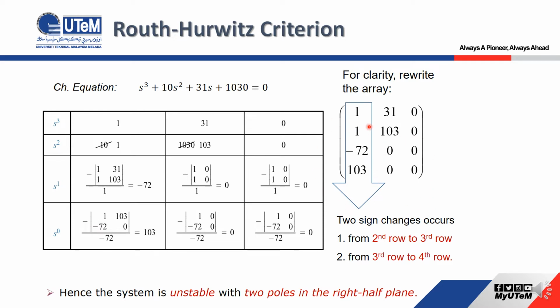Based on the first column, we can see that there are two sign changes. One from this to this, from positive to negative, and another one from here to here, from negative to positive. So there are two poles located on the right half plane. Based on that information, the system is said to be unstable.